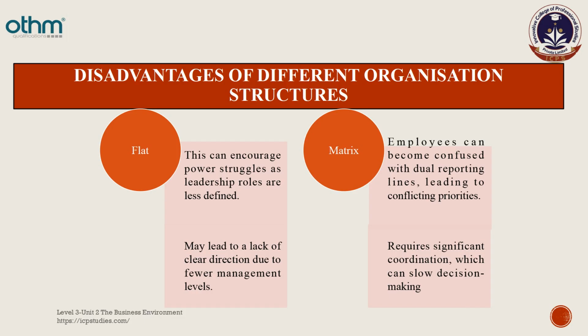Then we have the matrix structure, and the disadvantages of the matrix structure are that employees can become confused with the dual reporting lines, and it leads to conflicting priorities. For example, employees may not know to whom they have to report. There are dual lines, and they might get confused about whom to report to first. And it also requires significant coordination, which can slow down decision making.